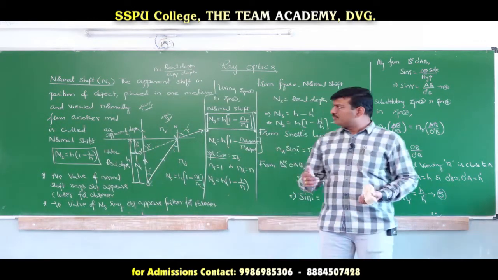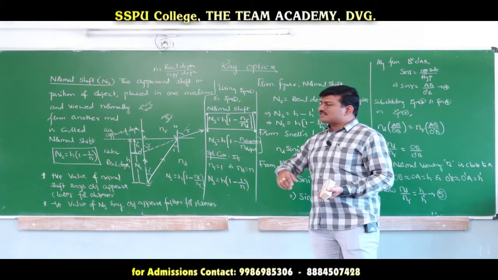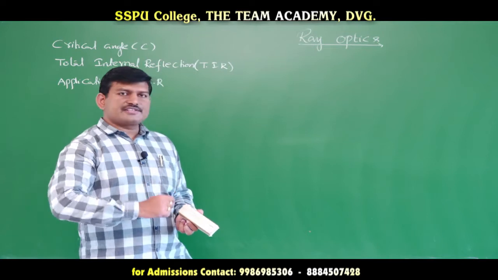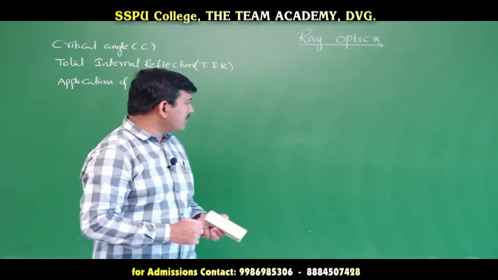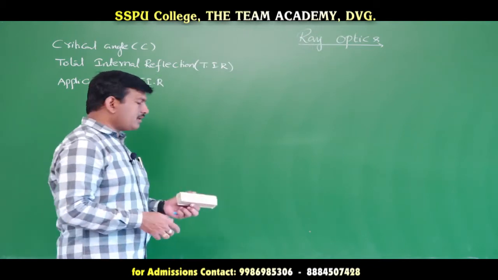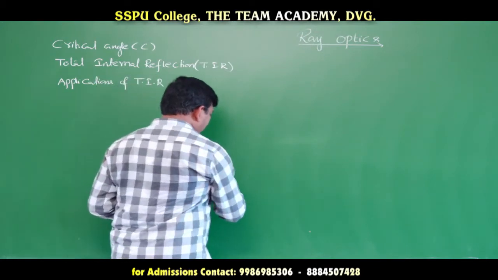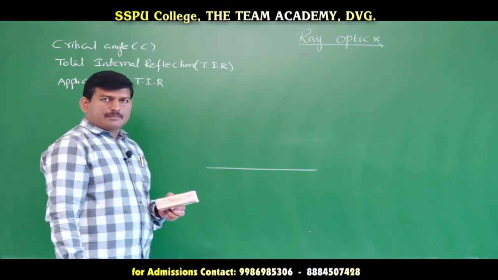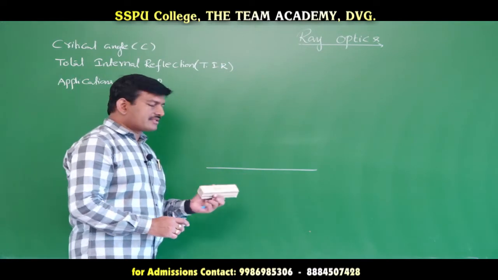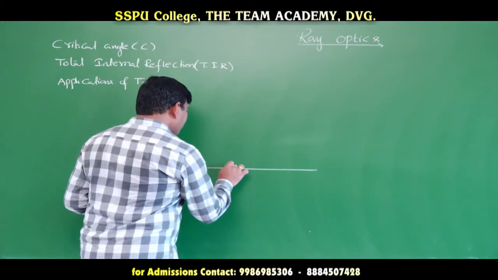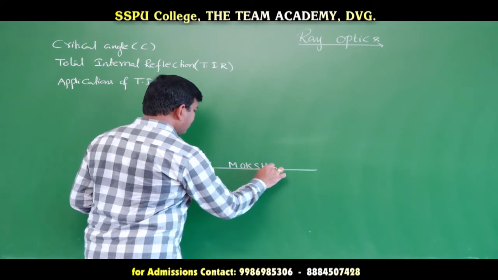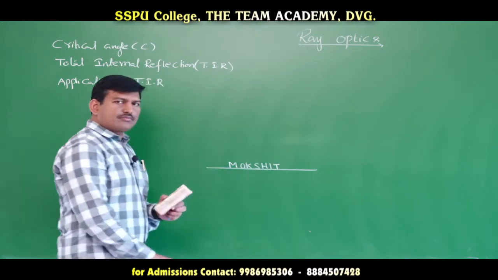Next is about the examples based on the normal shift. Here the question is, normal shift is more for which color? To understand that, let me take a white paper here. On the white paper, I have written some letters. Let us consider I have written a name called Mokshit. I have written Mokshit here.